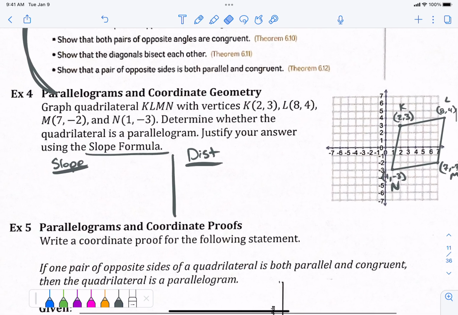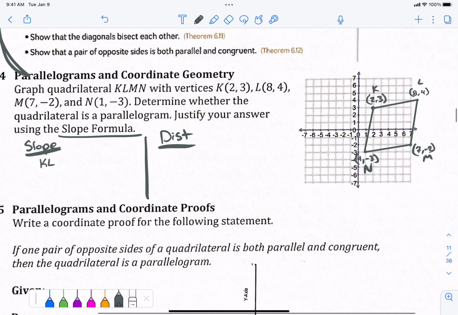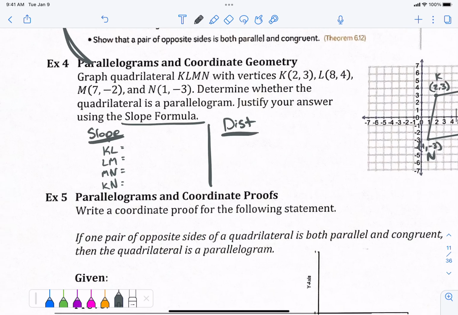We need to find the slopes of all of them. This is gonna be kind of a pain in the butt. KL is one side, LM is another side, MN is another side, and KN is the last side. So we're gonna look at the slopes of each one of those. Now, you can do this without having to graph.